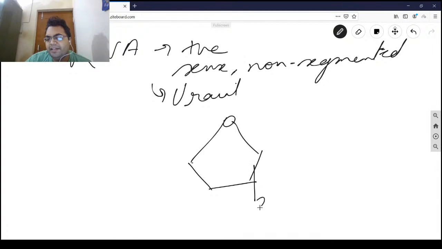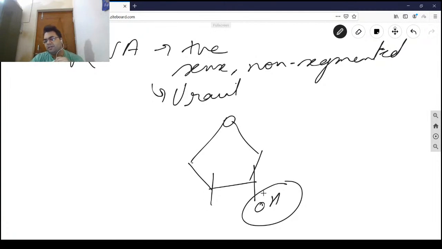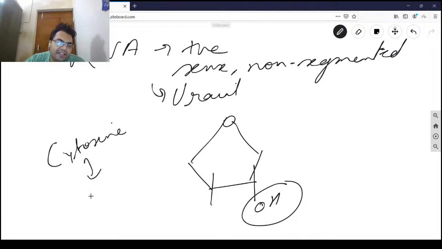In its second carbon, it has an OH group instead of only H. So that is more reactive to oxidation, more vulnerable to oxidation, and thereby the repair pathway will not be able to recognize it. Because why? Because deamination of cytosine directly results into uracil. So if you look at the structure of uracil and cytosine, you will be able to make out.